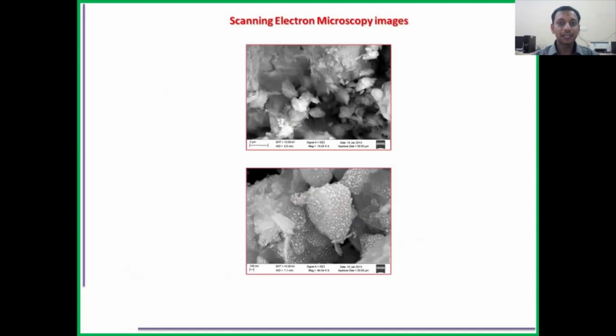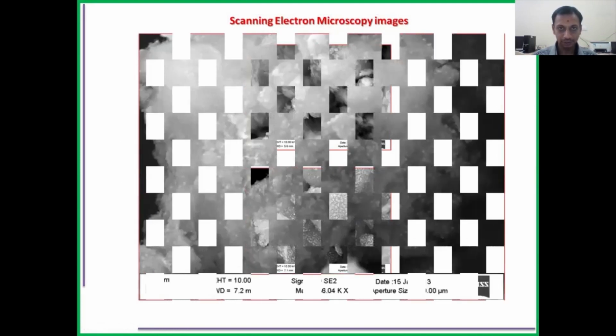So scanning electron microscopy images are also there to get the idea, and you can see here the scale is here, magnification is here, and you can see the different catalyst particles are there. You can magnify this image and you can get a very good picture, and you can clearly see the small particles on the surface, and in this way at least you can get the idea by visualizing the material.